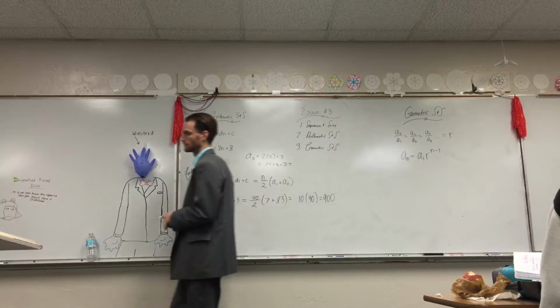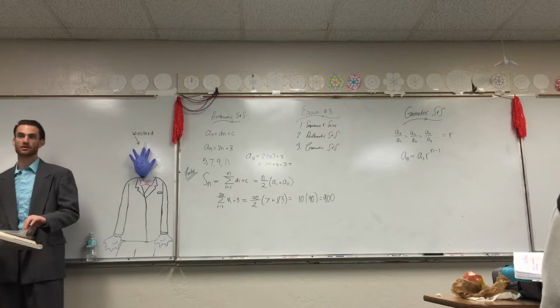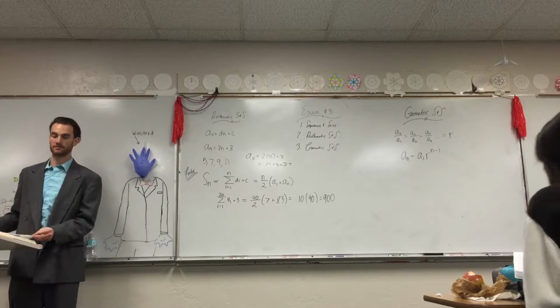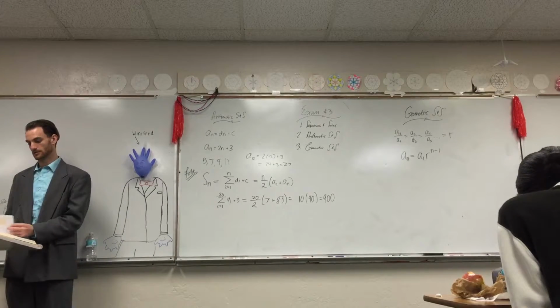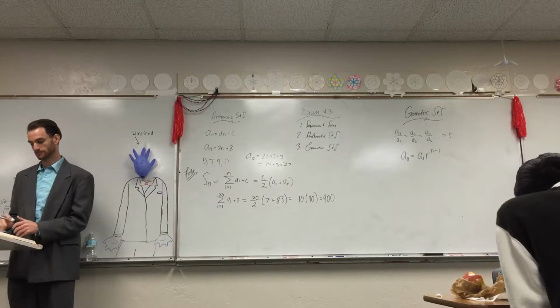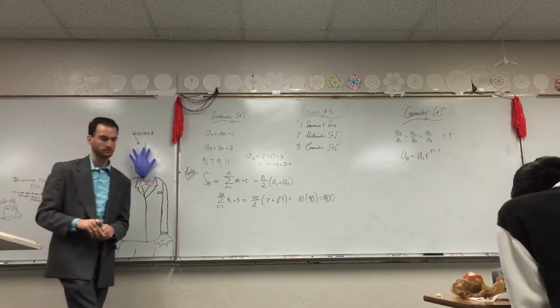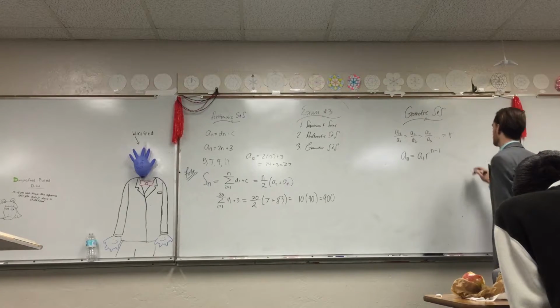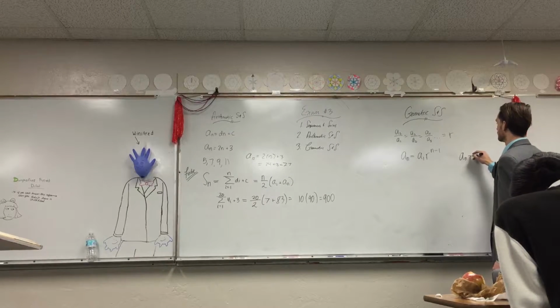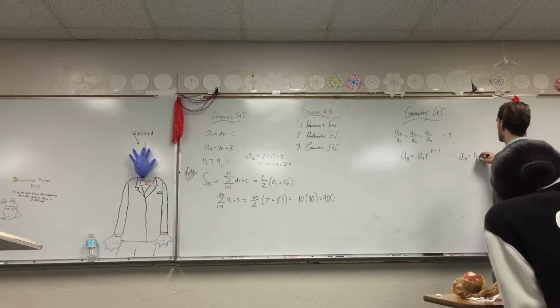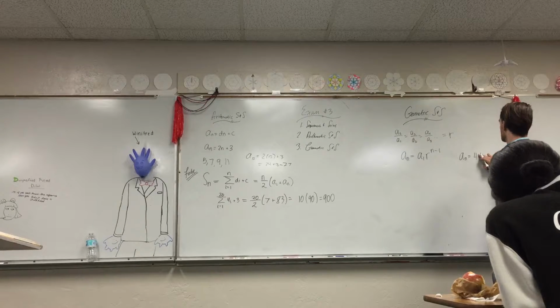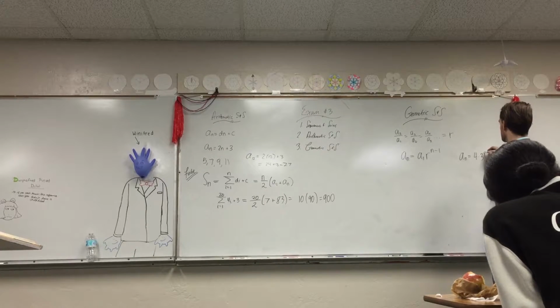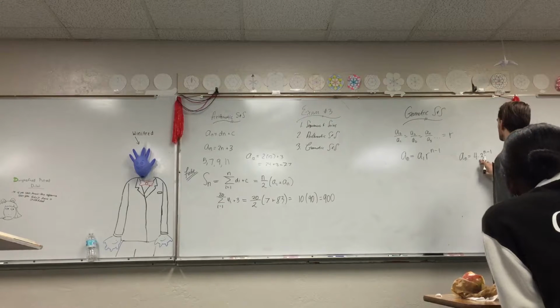Oh, it's just a formula. That's the general form of a geometric sequence. So for example, An could equal 4 times 3 to the n minus 1.